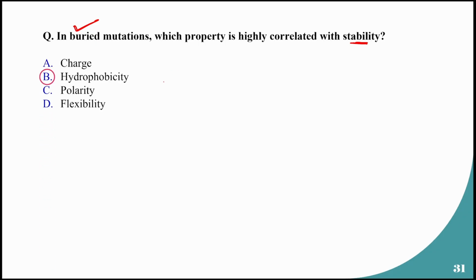So hydrophobicity is what is expected to have the most correlation with stability in buried mutations, because buried versus surface exposed regions of course differ in amino acid constitution, right? The buried interfaces or the buried regions will have hydrophobic residues. The surface exposed regions will have residues which are not hydrophobic, right? Polar residues. So that means the stability in this case will be more attributed to the change in hydrophobicity.